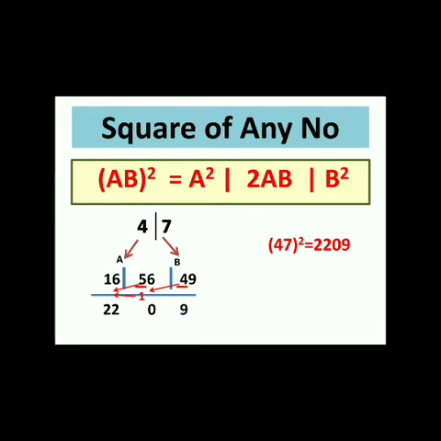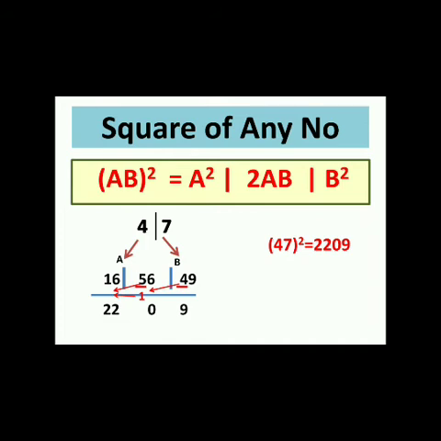To find the square of 47, my last digit, the units number, becomes B and my remaining number becomes A. So 7 7s are 49. That is my last section, what I wrote in the last column. Then 4 7s are 28. 28 into 2 gives me 56. So that I wrote in the middle. Then 4 ka square is 16. So that is in the previous column. So 16, 56 and 49.